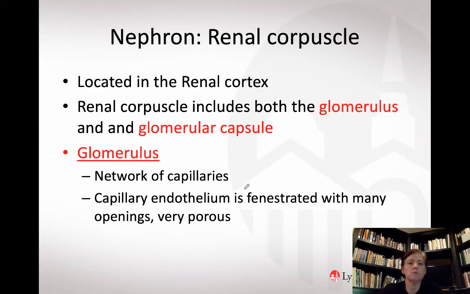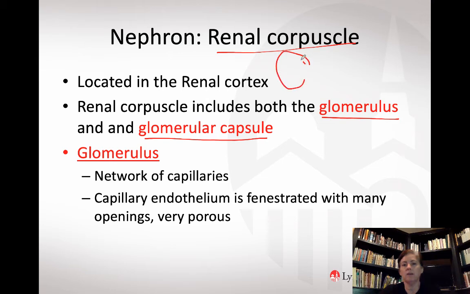So in terms of the renal corpuscle, and again, this is going to consist of both the glomerulus, which is like this tangled knot of capillaries, and the glomerular capsule that surrounds it, otherwise known as Bowman's capsule. The renal corpuscle is located in the renal cortex. So again, if we have our kidney, that's going to be that outer third of the kidney. That's that outer crust. Okay, so that's where the corpuscle is located.